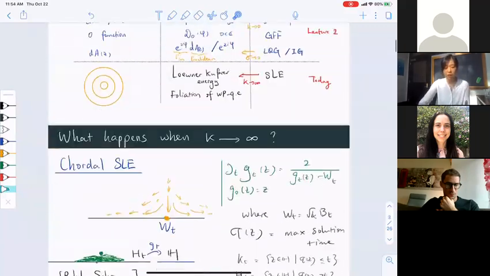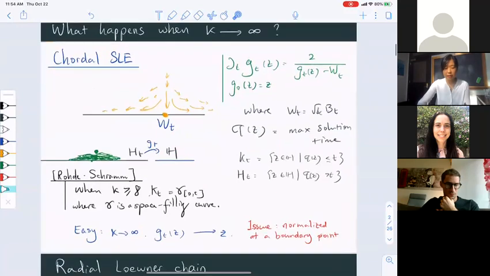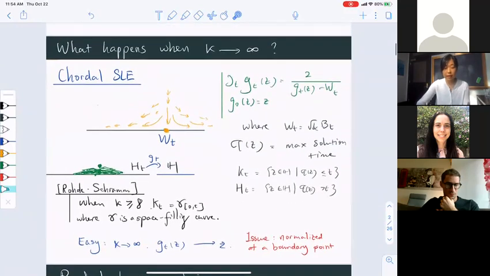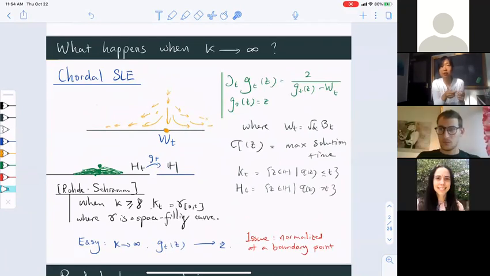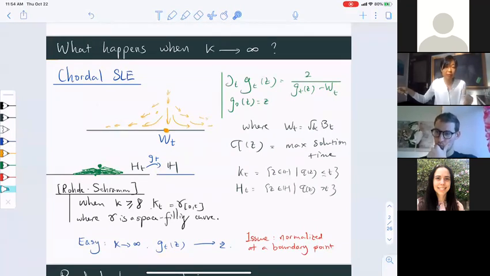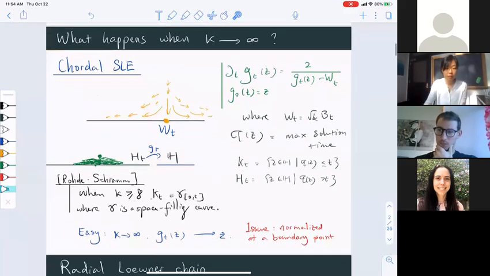So in the chordal setup, we think the most natural thing one should see in the limit is the rising horizon. Because when kappa goes to infinity, x shouldn't be very different from x plus one. You take no time to go from x plus one, and you start your Brownian motion there, and the picture you get in the end should be translation invariant.